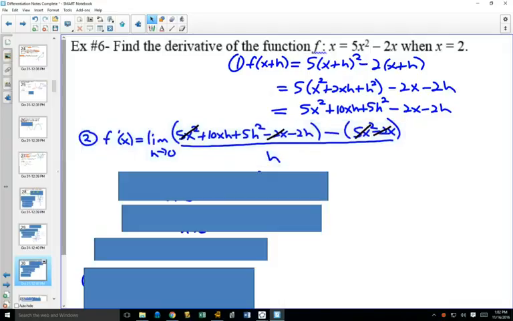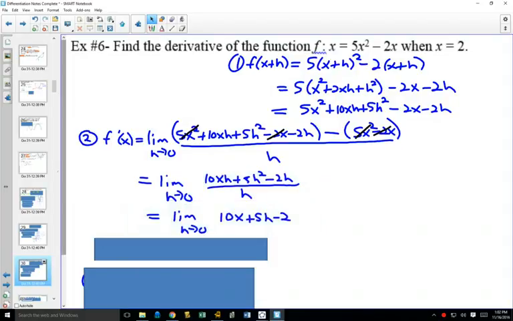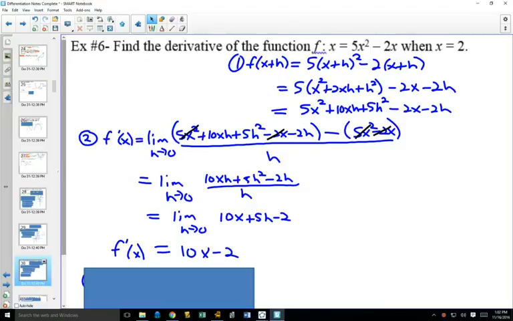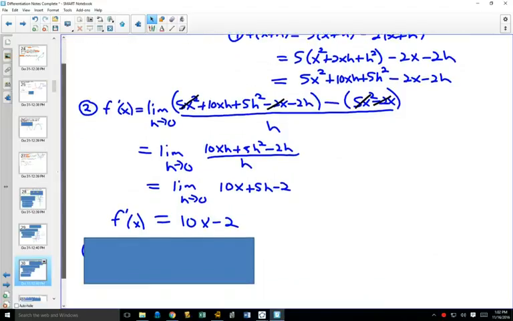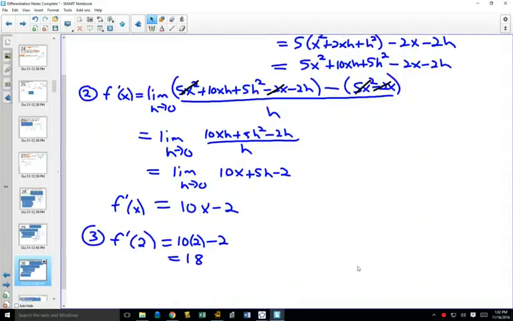So once you plug that into the formula, some things nicely cancel out. Once it's simplified, you could factor an h out of the top and simplify that out. And then you can apply the limit, and you'll get your derivative is 10x minus 2. So if you wanted to find out the slope when x is equal to 2, you can now just plug that in, and you find out that the slope would have been 18 at that point.